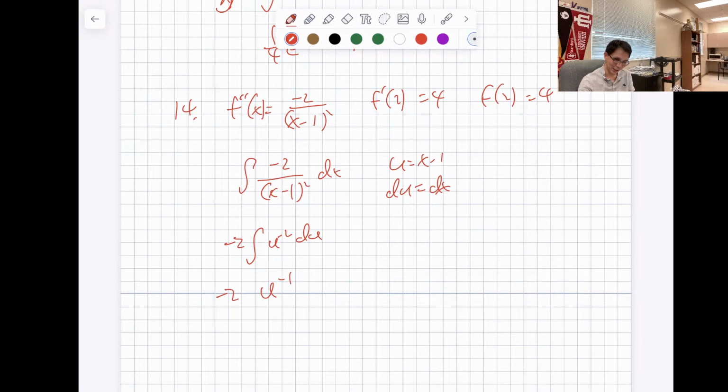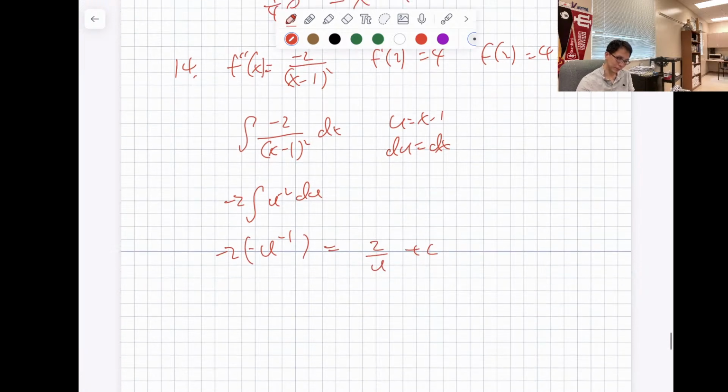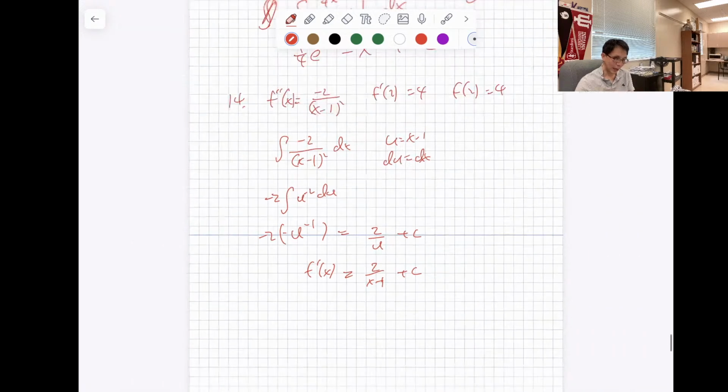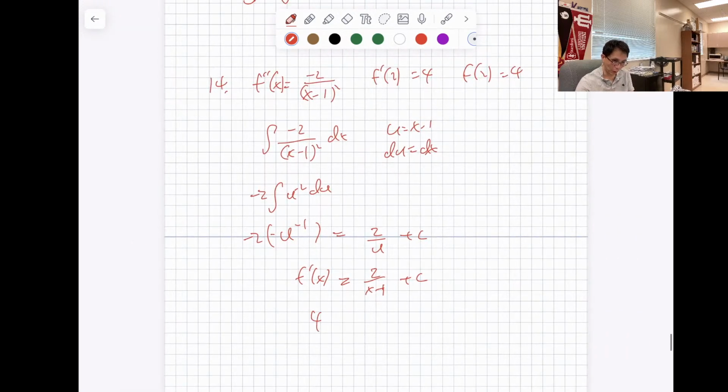This one is going to be u to the negative 2, right? So it's going to be 2 over u plus c. So it'd be 2 over x minus 1 plus c. And this is f prime of x. Now I need to find out what c is. 4 is equal to 2, so 2 plus c. C is equal to 2, I believe. Yes. The first c is 2.